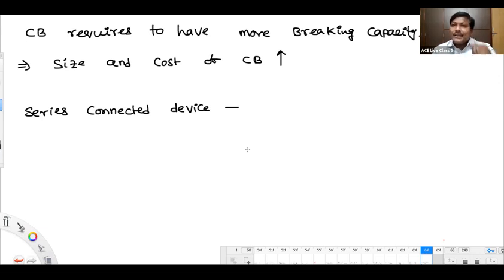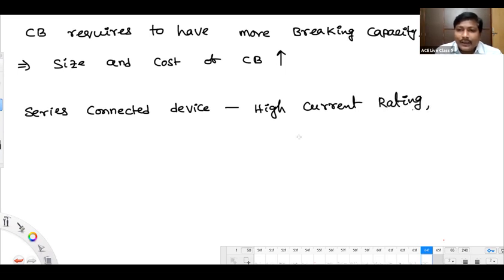If you are designing the device with a high current rating, the voltage rating of the device required must be less. We keep the voltage rating low, then only we can keep some power limit on that apparatus. So a series connected device should have a high current rating. We have to design it for high current rating, so definitely we should take a low voltage rating for this.